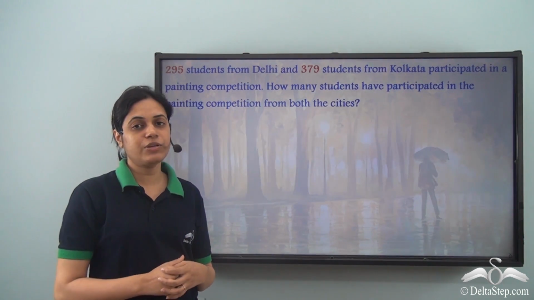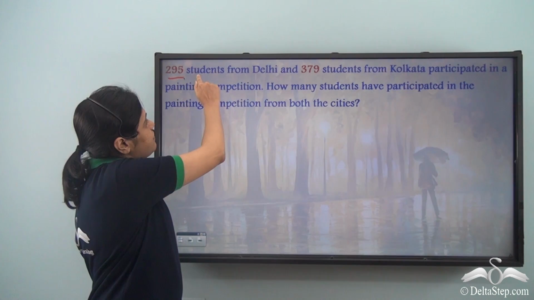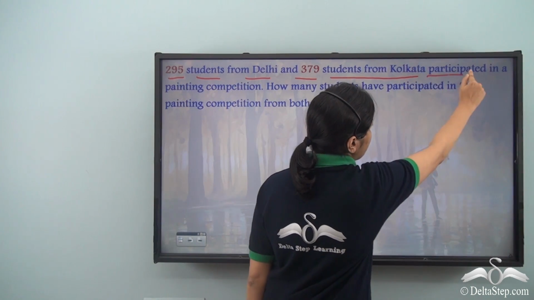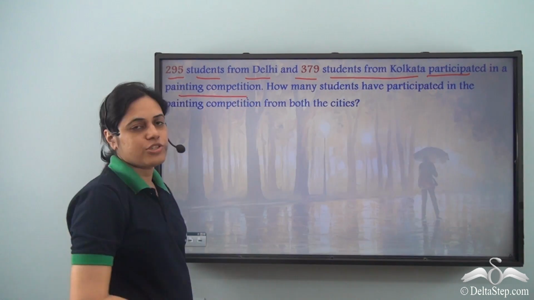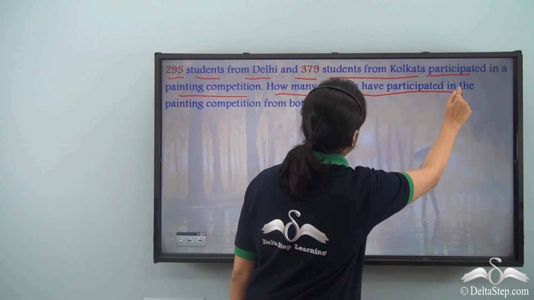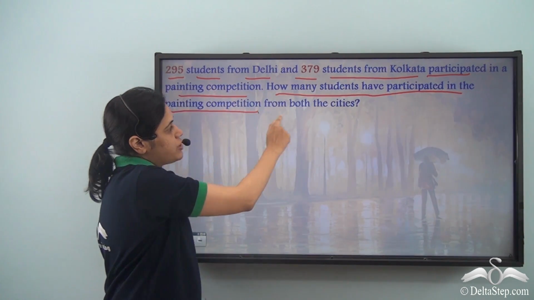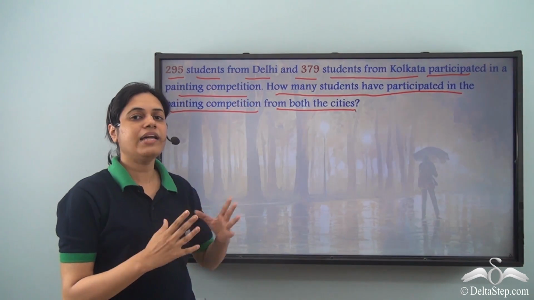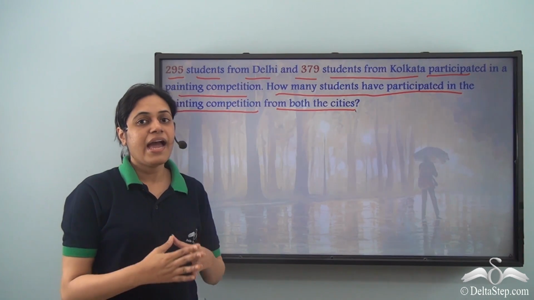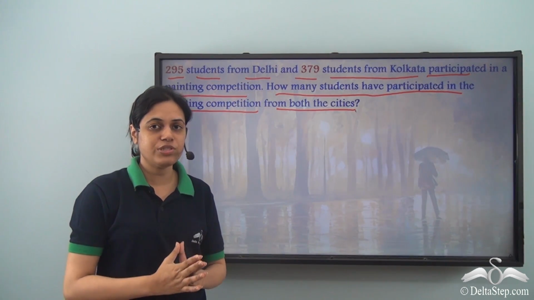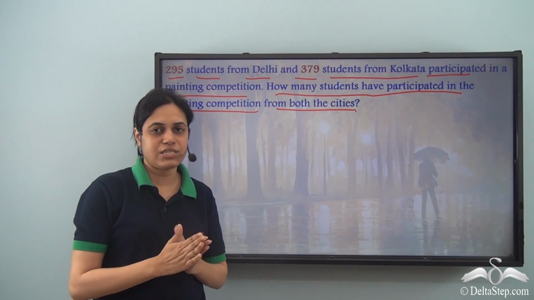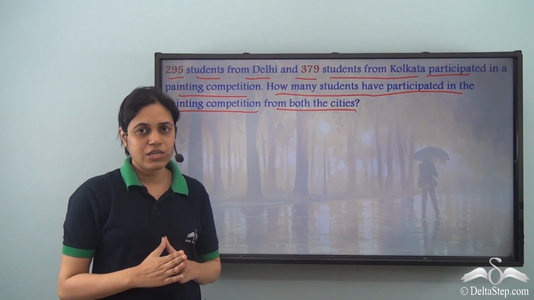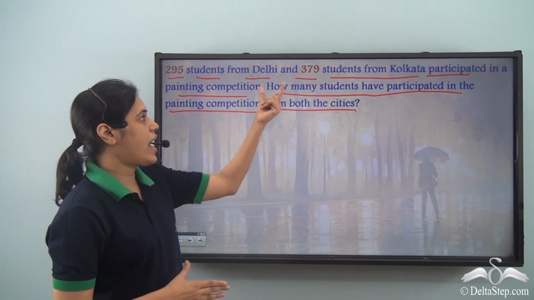Now let us look at another word problem. 295 students from Delhi and 379 students from Kolkata participated in a painting competition. How many students have participated in the painting competition from both the cities? So there are some students participating from Kolkata and some from Delhi, and we need to find how many have participated from both the cities. That is combining both the cities or putting together both the cities. So what do we need to do? We need to add these two.